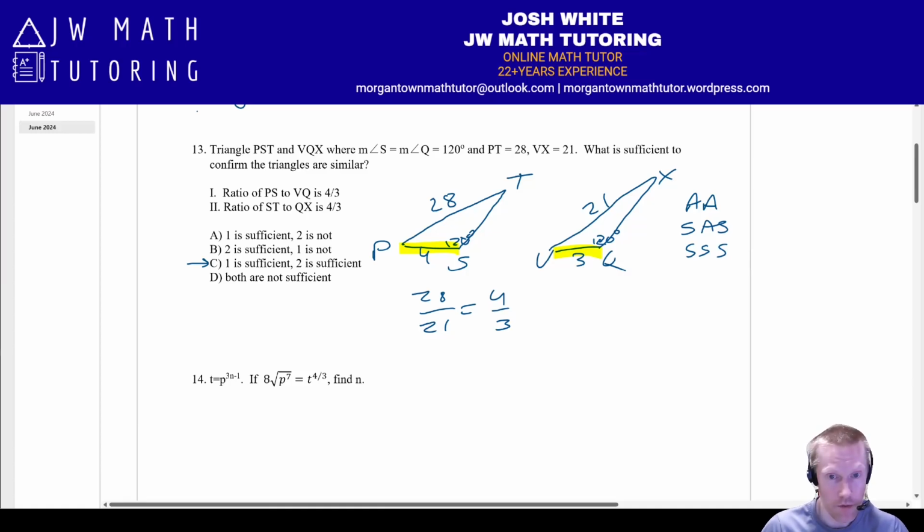Notice here we now have one pair of congruent angles. We have two pairs of proportional sides, but the angle is not included. In other words, for SAS, we need the angle to be between the two proportional sides, the two pairs. So the congruent angle would have to be angle P and angle V in order for number one to be enough to prove these triangles similar. Okay, because there's no SSA. So one on its own is not sufficient.